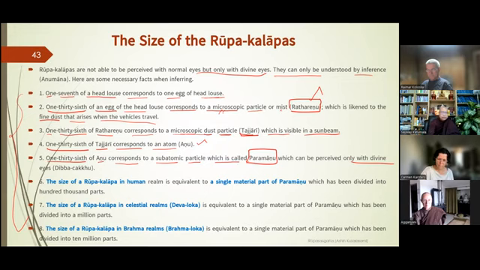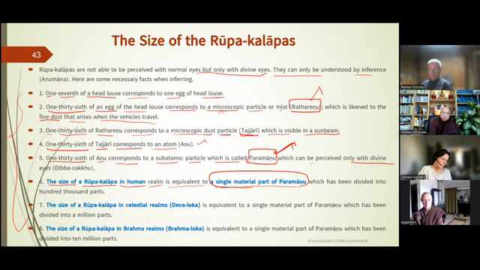I don't know. Actually I am not interested, or I don't understand too much, because of this kind of measurement. What you can take note of is that it is very small, extremely tiny, not visible with normal eyes. So Paramanu is the smallest, which can be perceived only with divine eyes. Then the smallest measurement is a Paramanu. The size of a Rupakalapa in the human realm is equivalent to a single material part of a Paramanu, extremely tiny, which cannot be seen with the normal eyes.